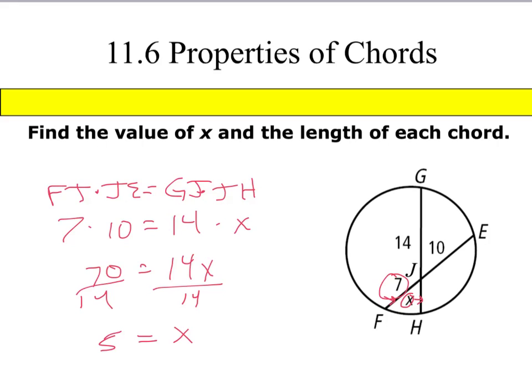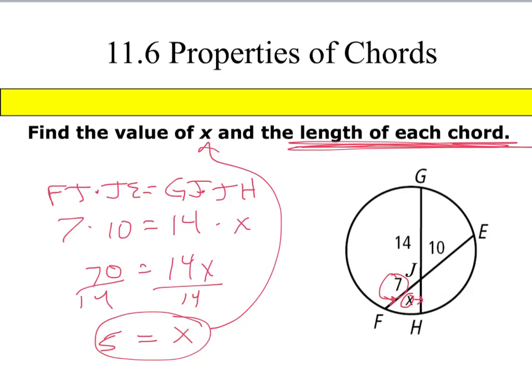Now, am I done? Yes, but I'm only done finding x. We also need to find the length of each chord. So my chords in this scenario are GH and FE. GH is equal to, well, I know that GH is 14 and I know that x is 5. So I take 14 plus 5 and I get 19. I know that FE is equal to 7 plus 10, which is 17. They're not going to be equal all the time. Sometimes they may, but sometimes they won't. So just know that you set their products equal to each other and then you solve.